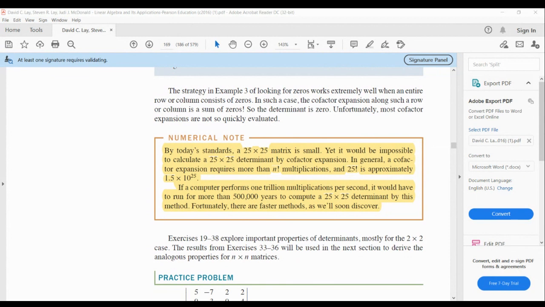So clearly, we need to use cofactor expansion, but we have to have a faster method to help us. To help us, we're going to learn what are called properties of determinants in section 3.2. That's what we're going to use so that it doesn't take 500,000 years to compute a 25 by 25 determinant. And on that note, let me stop the recording.